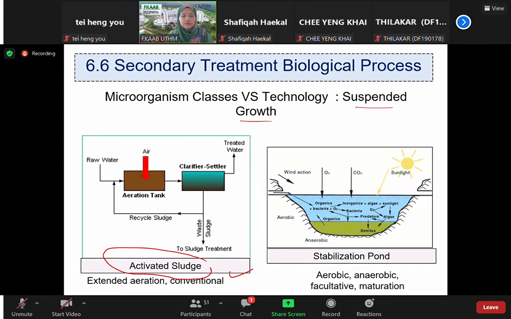And either the dead cells will go as sludge waste, tapi ada juga yang masih lagi activate. We recycle back to the aeration tank to do the process of decomposition sampailah dia mati. Maksudnya dia akan jadikan sebagai waste. Kat sini dah mati dia punya cell. Konsep ni pun sama for the stabilization pond but in here we have aerobic, anaerobic, facultative and maturation. Suspended in the particle itself will grow.